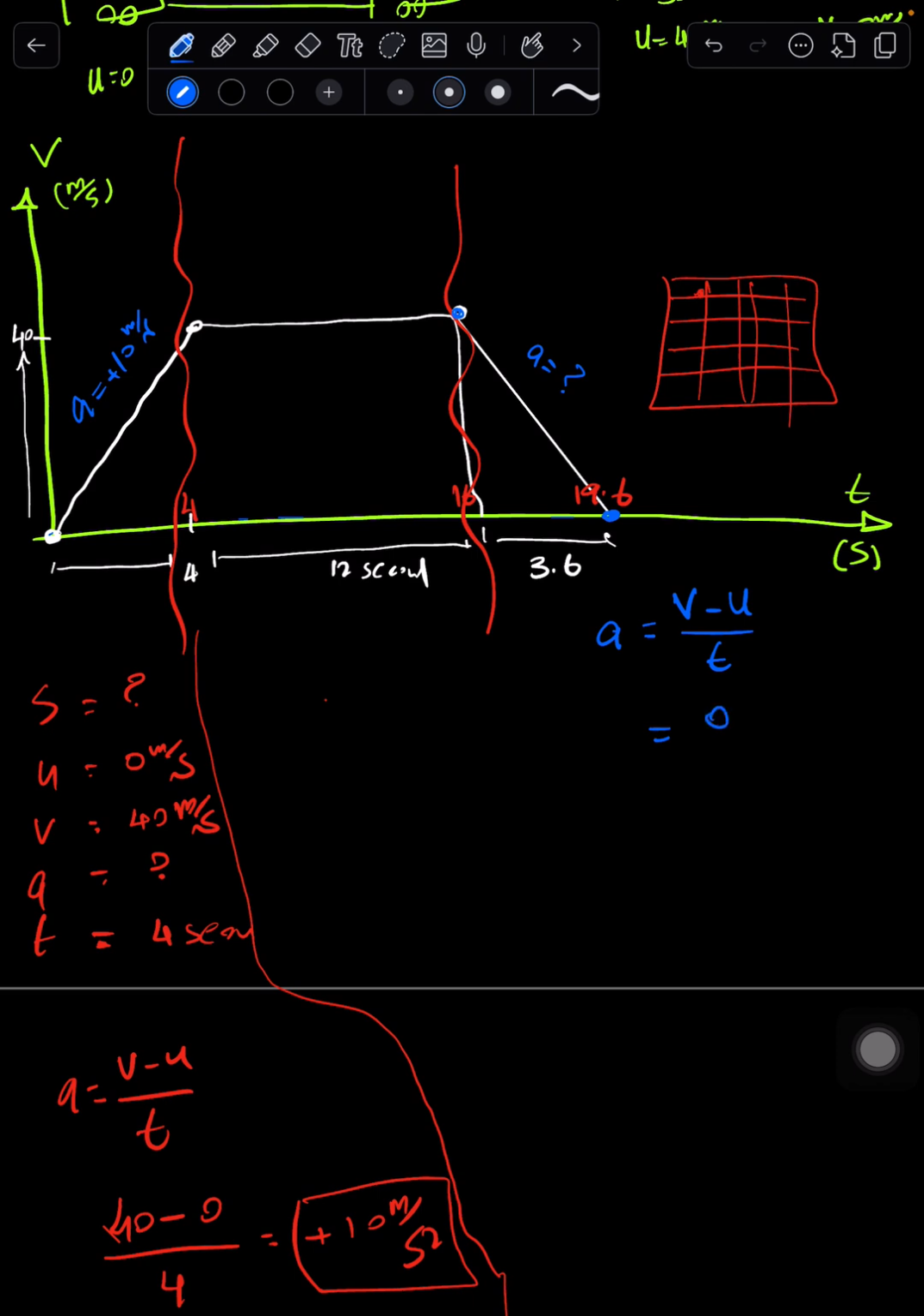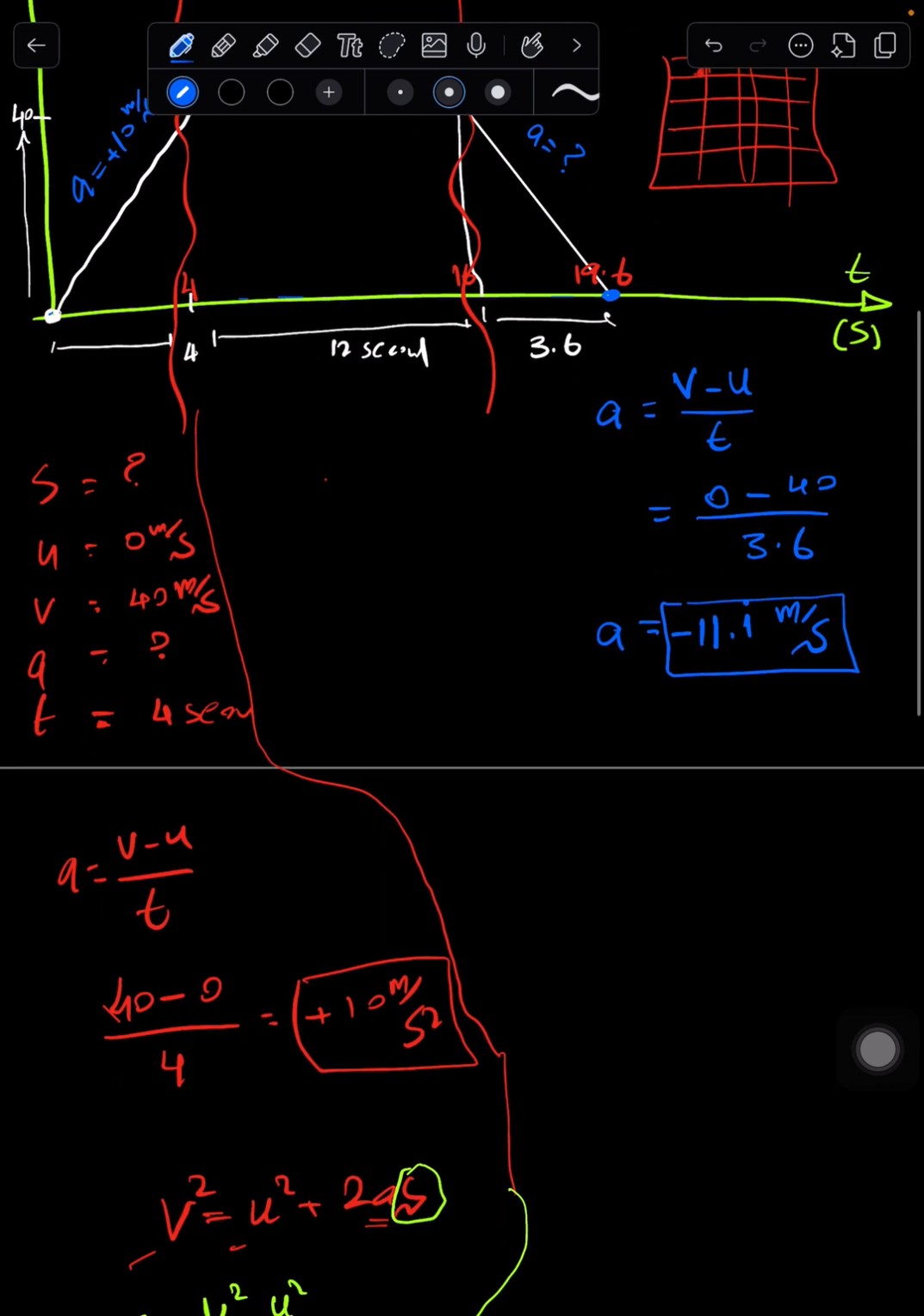So 0, which is the final velocity, minus 40 divided by 3.6, and if you plug this into your calculator, you're going to have 10 divided by 0.9, that is 100 divided by 9, that is 11.1 recurring meters per second squared, and this is a negative acceleration because it causes the car to slow down until it reaches 0 in 3.6 seconds.